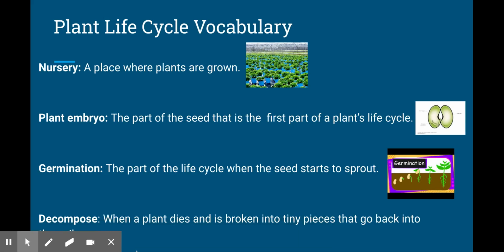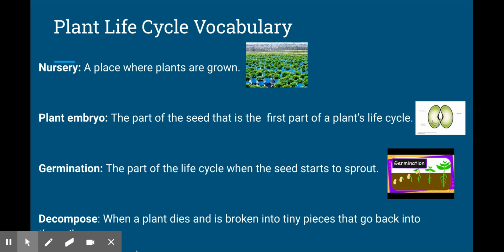Before we start reading, I just want to show you some important vocabulary that we will see in this text. The first word you might not know is nursery. A nursery in this text means a place where plants are grown. The next term is a plant embryo. An embryo is the part of the seed that is the first part of a plant's life cycle.